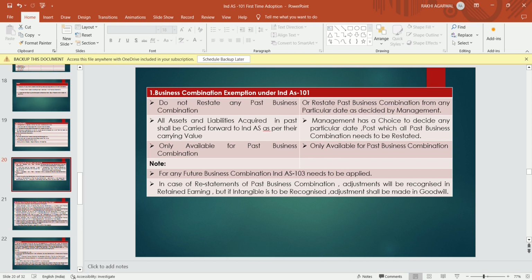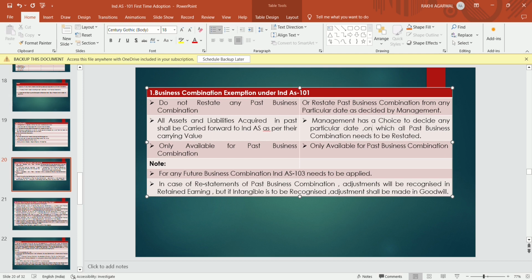You have the option to not restate and carry forward at carrying value in Ind AS. This exemption is available only for past business combinations. But one more option is available: if you want to restate your past business combinations, you can restate them from any particular date as decided by the management. Management has a choice to decide any particular date from which all past business combinations need to be restated. And this exemption is also available only for the past business combination.